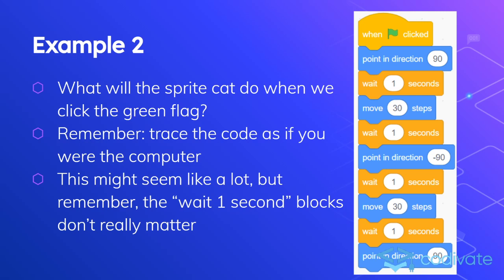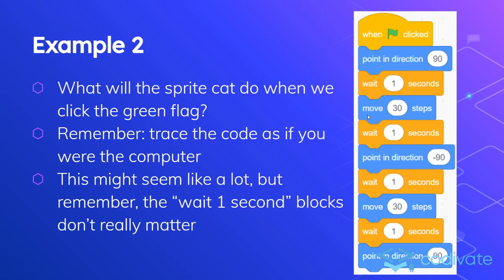Try to figure out what each block is doing by itself. And we already know what each block is doing. Point in direction 90 means point to the right, and point in direction -90 means point to the left. And the move will just move the cat in the direction it's pointing. So we can figure out that if we just run through this code one by one, the cat's going to point to the right first, then it's going to move 30 steps. That's also to the right, because it's in the same direction.